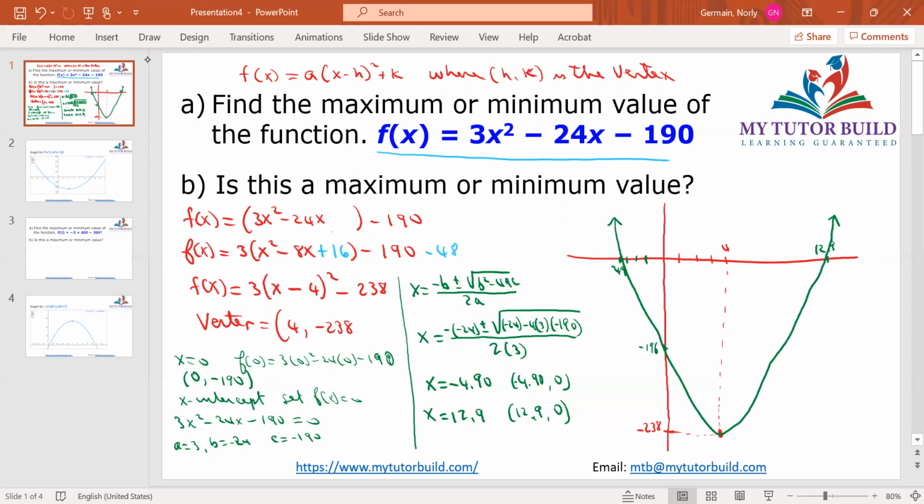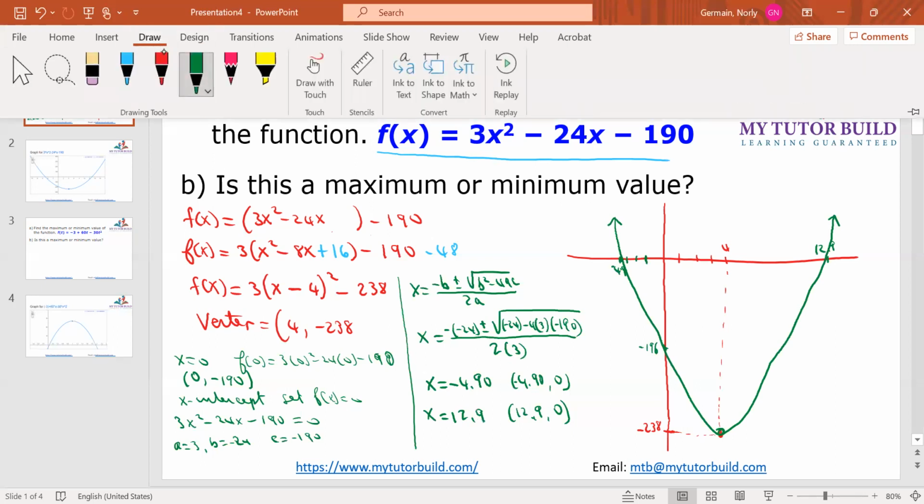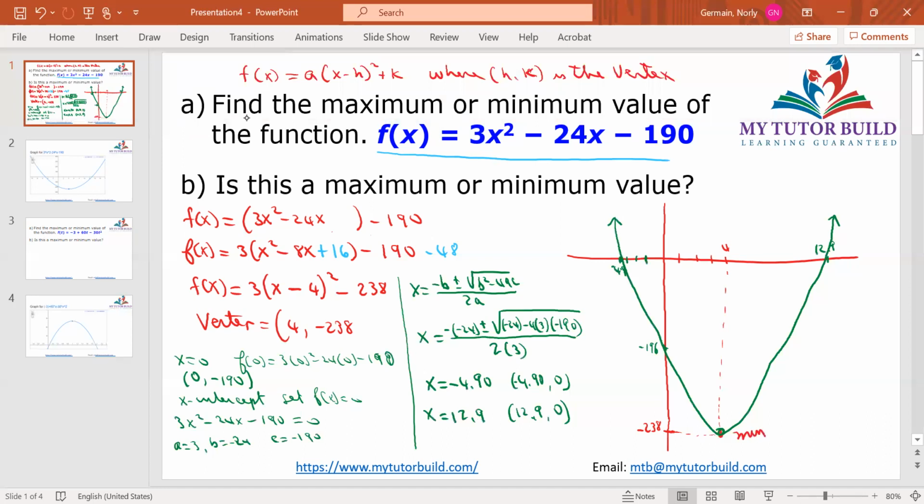Remember, it's not very perfect, but what you need to understand is that anytime the coefficient of x squared is positive, you have a valley, you don't have a hill. Once you have a valley, that means you have a minimum. So this one right here is a minimum. The minimum is equal to negative 238. So is this a minimum or a maximum? It is a minimum value.